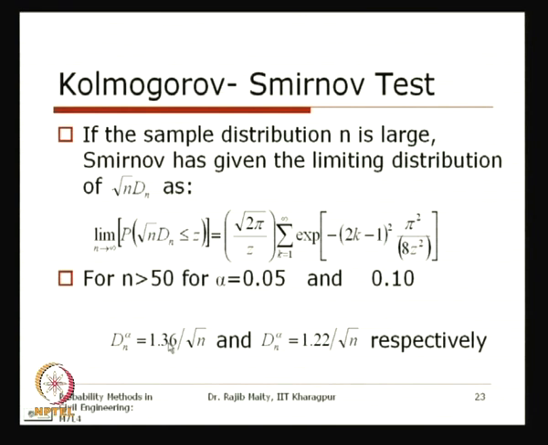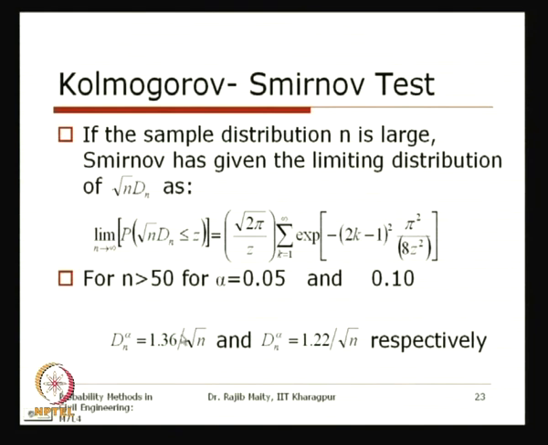So for n greater than 50, in some textbooks n greater than 35 itself, and for alpha equals 0.05, that means this right hand side is equated with 0.95, if you calculate the value of z considering only k equals 1, you will see that z becomes very close to 1.36. So for significance level alpha equals 0.05, the critical value is 1.36 divided by square root of n.